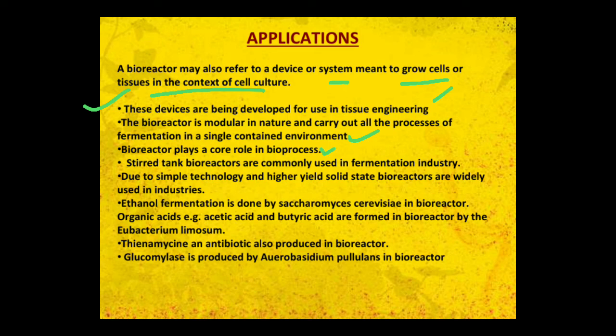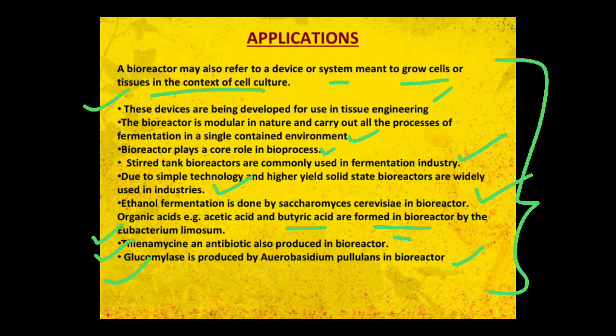The stirred tank bioreactors are commonly used in the fermentation industry. Due to simple technology and high yield, solid state bioreactors are widely used in industry. Ethanol fermentation is done by Saccharomyces cerevisiae in a bioreactor. The organic acids, for example acetic acid and butyric acid, are formed in a bioreactor by Eubacterium limosum. Thienamycin, an antibiotic, can also be produced in a fermenter or a bioreactor, and glucoamylase is produced by Aureobasidium pullulans in a bioreactor. So, this is a detailed application of the fermenter.